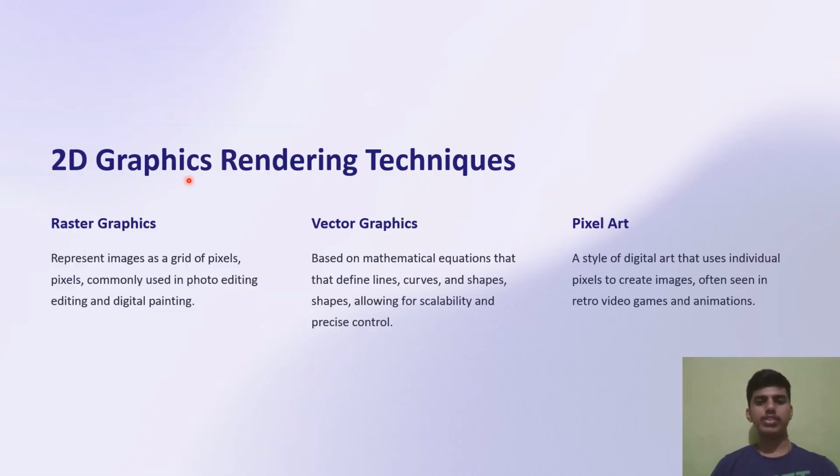The next one is 2D graphics and rendering techniques. First one is raster graphics. Raster graphics represent the image as a grid of pixels, commonly used in photo editing and digital painting. The third one is pixel art, a style of digital art that uses individual pixels to create images, often seen in retro video games and animations. And the last one is vector graphics. It's based on mathematical equations that define lines, curves, and shapes, allowing scalability and precise control. So let's move on.